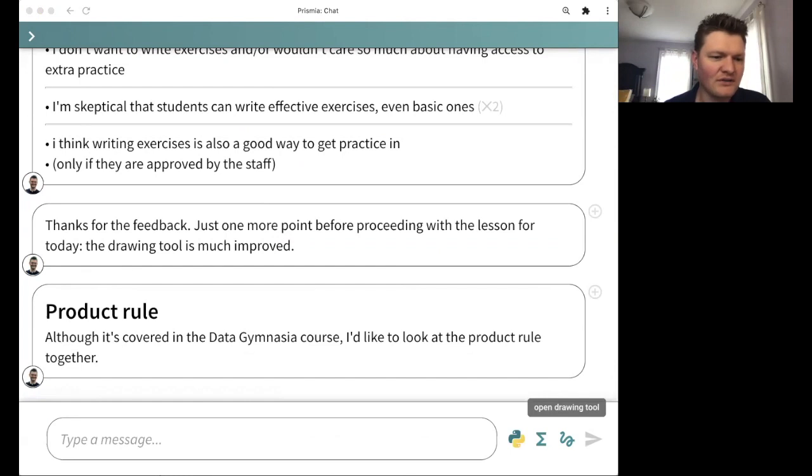Okay, so I want to talk about the product rule together, even though it's in the content. There's quite a bit of stuff there. This will be a little bit of a different angle on it, and I think it helps elucidate certain things about the way I want you to think about derivatives that are going to be helpful for what we're doing moving forward.